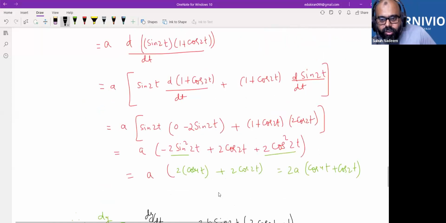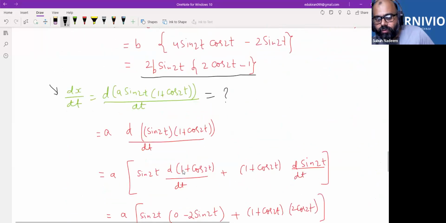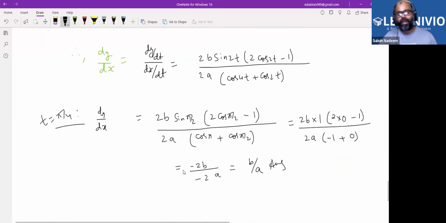And if you see the question, this is what we have to prove: that dy by dx at x equal to pi by 4 is equal to b by a. This is what we have to prove. So finally, we have shown that it is b by a. Is it clear?